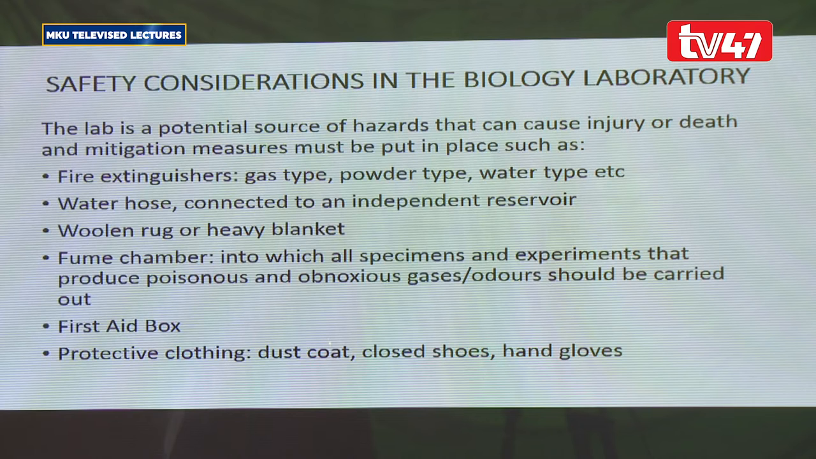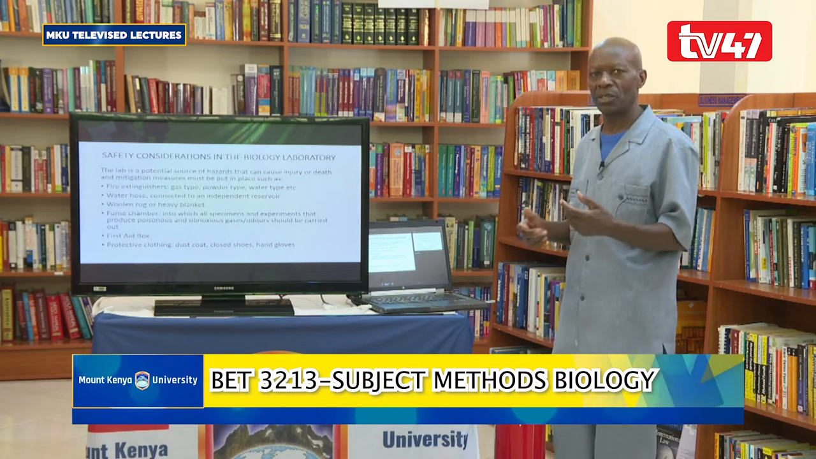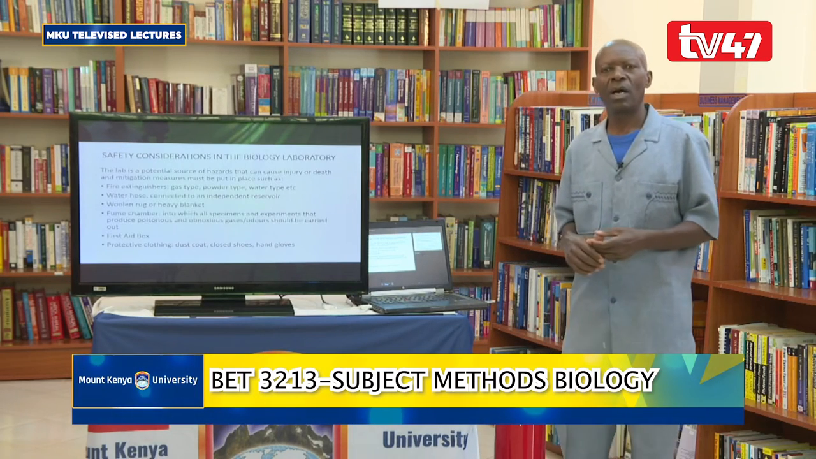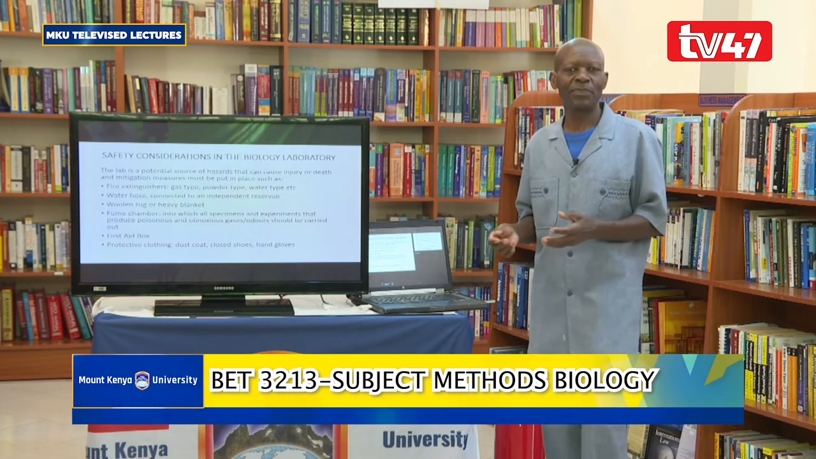Alongside the fire extinguishers, we need a water hose. A water hose will be very useful because you can direct a jet of water to where the source of a fire is and extinguish it before it spreads. We also need a woolen rug or a heavy blanket.